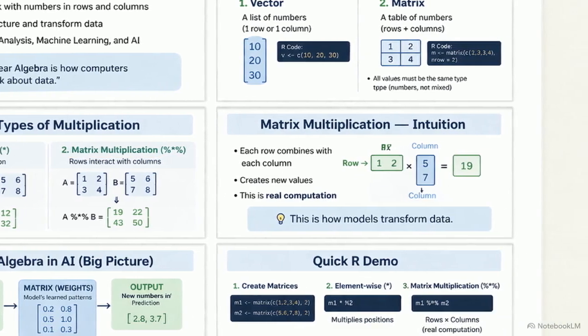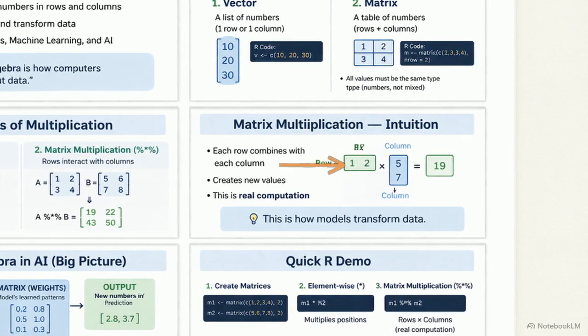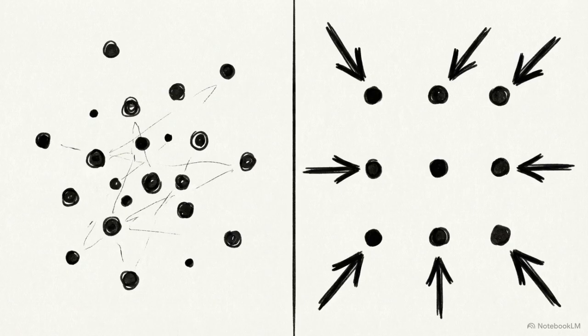Looking at the right side of our diagram, a mechanical shift occurred. Entire rows from the first matrix interacted with entire columns from the second, generating entirely new values. Standard multiplication merely adjusts existing data. Matrix multiplication transforms it, providing the specific mathematical mechanism an AI uses to discover patterns.